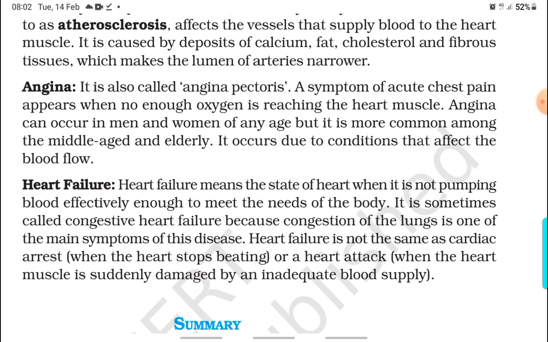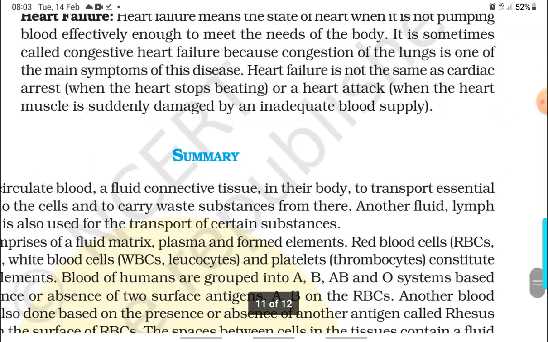Heart failure. Heart failure means the state of the heart when it is not pumping blood effectively enough to meet the needs of the body. It is sometimes called congestive heart failure because congestion of the lungs is one of the main symptoms of this disease. Heart failure is not the same as cardiac arrest, when the heart stops beating, or heart attack, when the heart muscle is suddenly damaged by an inadequate blood supply.